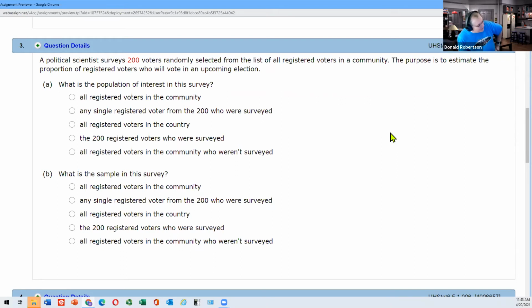I'm not sure that's a bad thing, but anyway, a political scientist surveys 200 voters randomly selected. That's good. And he did it from all registered voters in a community. The purpose is to estimate the proportion of registered voters who will vote in the upcoming election. Okay. What's the population of interest here?